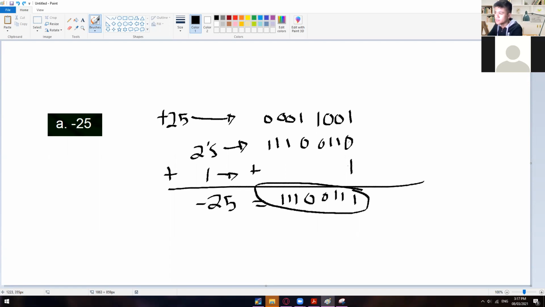So 0 plus 1 is 1. Bring down everything since there are no more numbers below. And then there you go. So this is the representation of the sign binary number of -25. So clear? Okay.